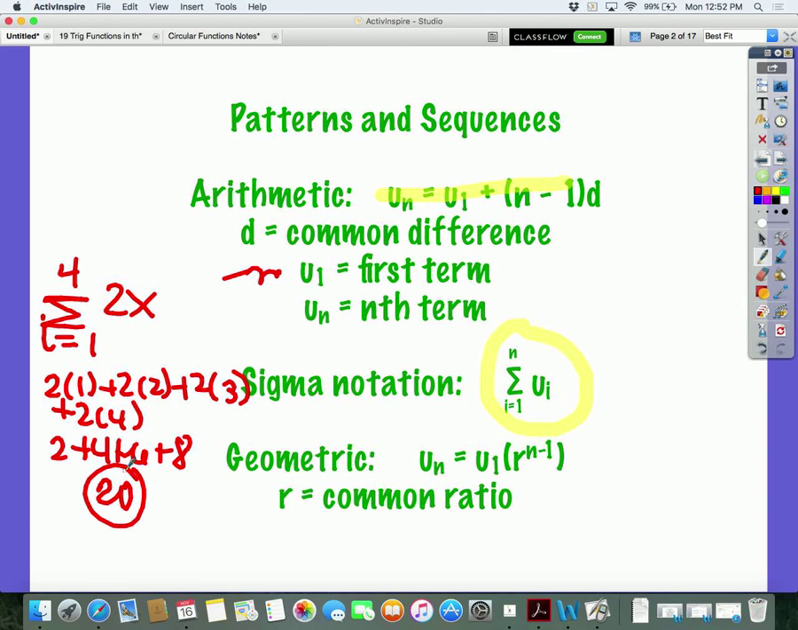Geometric notation. U sub n is still the same. That's still your nth term. U sub 1 is your first term. This time, r represents your common ratio. So that's the number that you're multiplying each term by to get the next. n still represents your number of terms. Okay? You guys remember this?